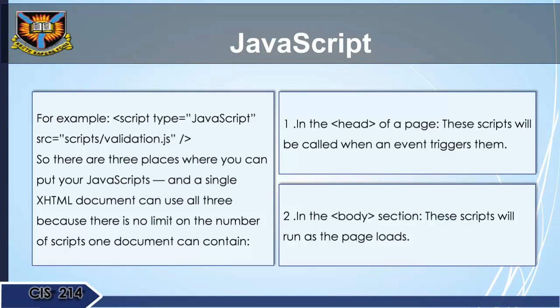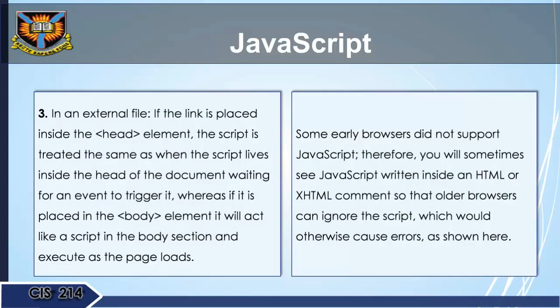/validation.js/. So there are three places where you can put your JavaScript, and a single XHTML document can use all three because there is no limit on the number of scripts one document can contain. 1. In the head of a page, this script will be called when an event triggers it. 2. In the body section, this script will run as the page loads.